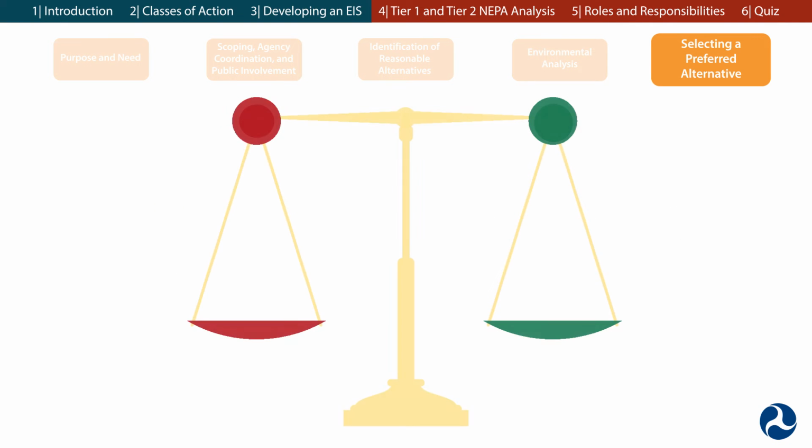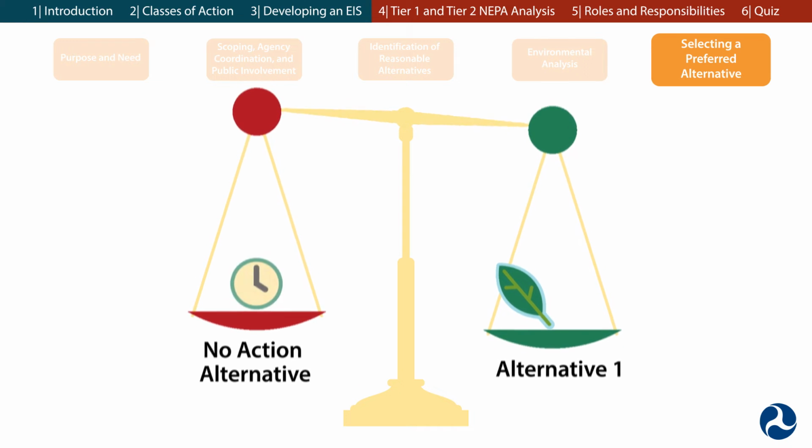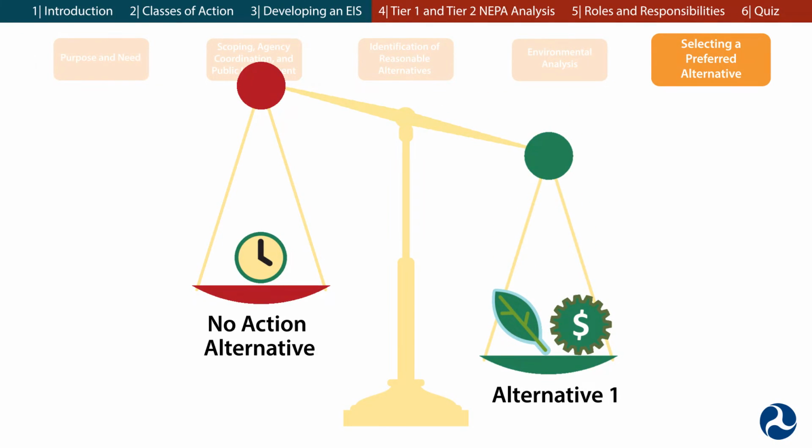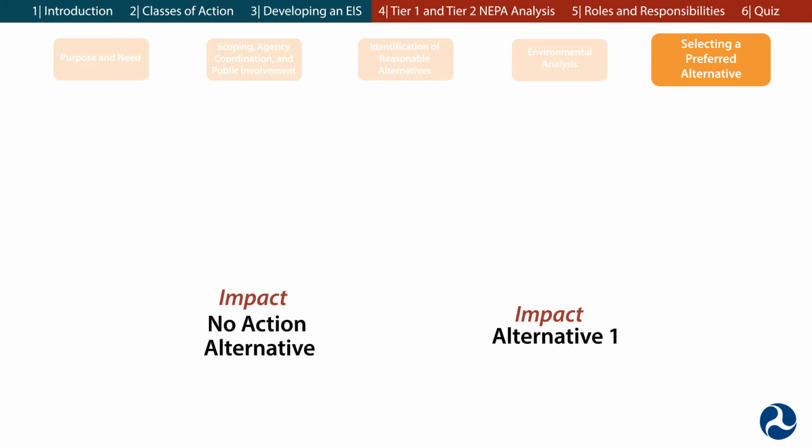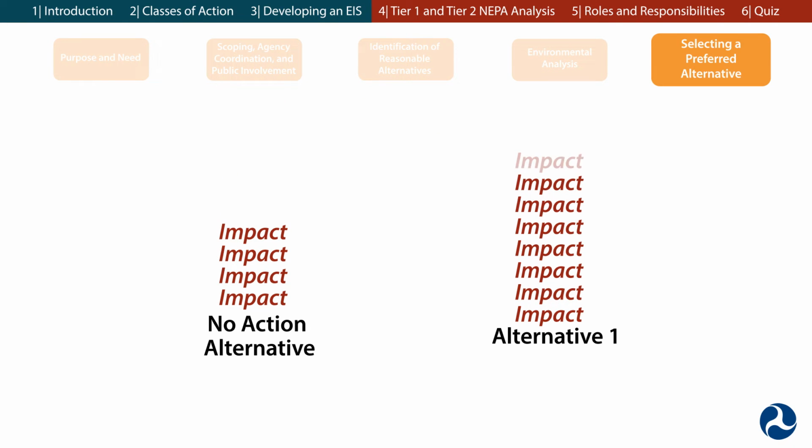To do this, FRA conducts an alternative screening process to compare the impacts of alternatives to the no-action alternative. Factors such as environmental impacts, cost, ridership, and other impacts and benefits are weighed. It's important to note that the most environmentally sensitive alternative, that is, the one with the fewest environmental impacts, is not always chosen as the preferred alternative.